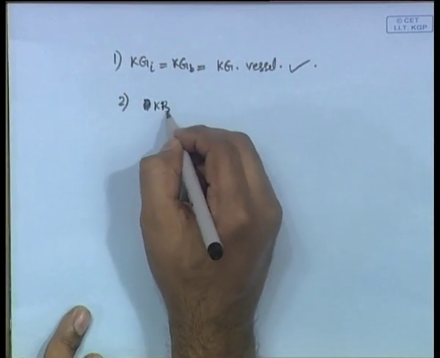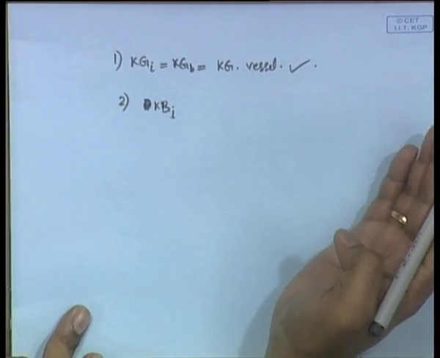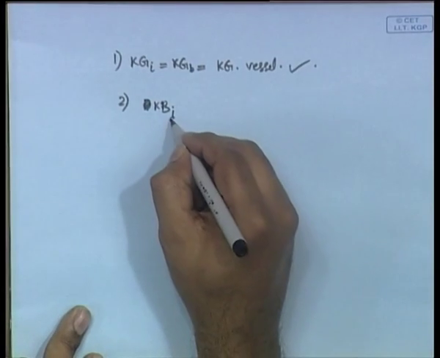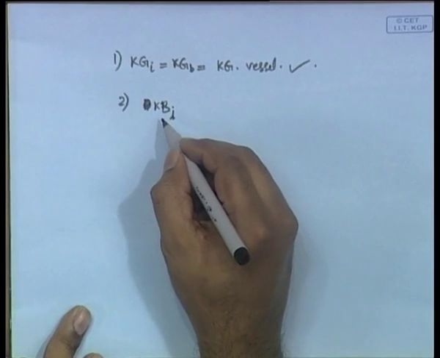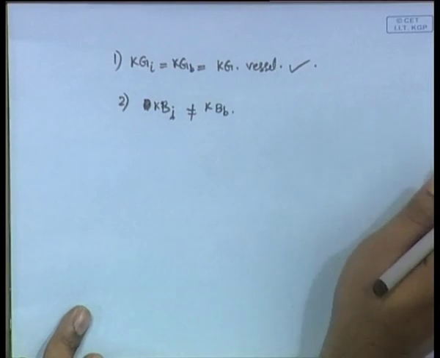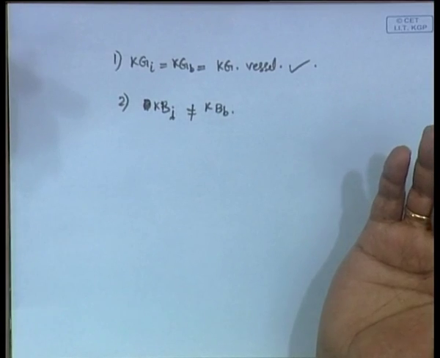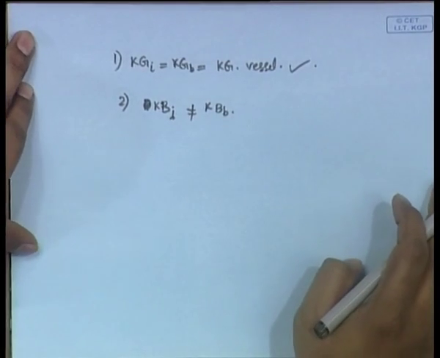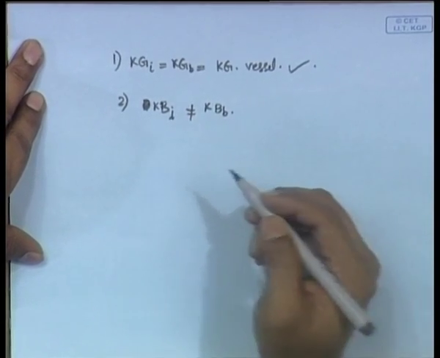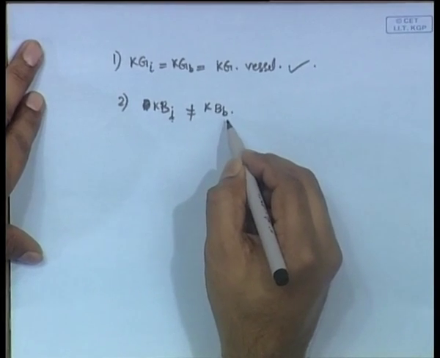KB initially, and I think all your problems will be box shape vessels only, because KB for other vessels becomes a little more complicated. KB initial will not be equal to your KB in the bilged condition, because some volume is lost. KB is the centroid of the volume, so if volume is lost, KB is changed. So, KBi is not equal to KBb. You have to find the KB.